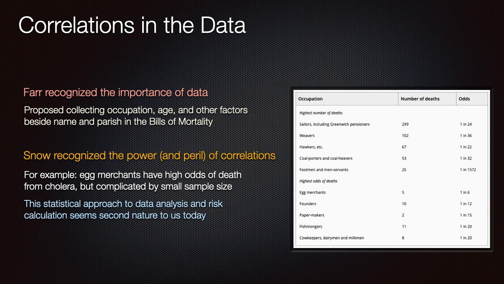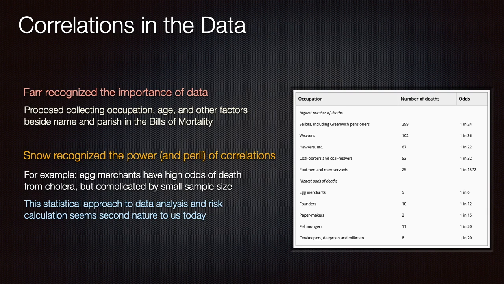For example, on this slide we see a table of the number and the odds of death from cholera among different occupations during the 1854 outbreak. These are based on data from the bills of mortality. Snow recognized the power of correlations, but also the peril. For example, if you look at the highest odds of death in the middle part of this table, you will see that egg merchants appear to have a very high odds of dying from cholera during this outbreak. However, John Snow rightly pointed out that this odds of death is complicated by the very small sample size. There weren't many egg merchants in their sample population.